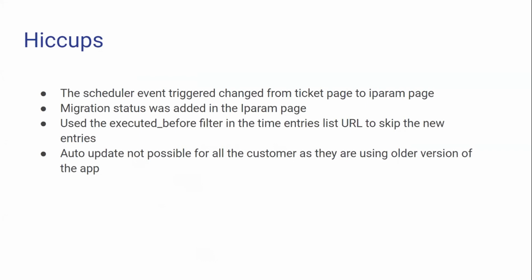have to switch the SMI trigger method from the ticket details page to the iParam page, because whenever the agent goes to the ticket details page, it always triggers the SMI method. So that will reach the SMI method limit. So that is one of the changes that we made, moving it to the iParam page. So whenever the customer goes to the iParam page, it will trigger an SMI method.